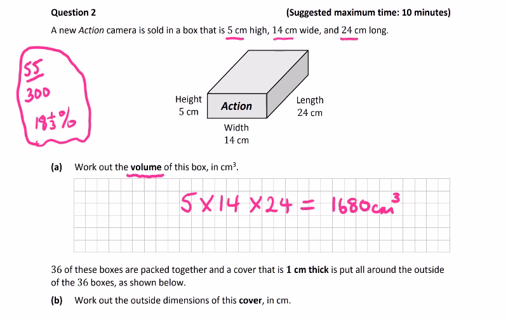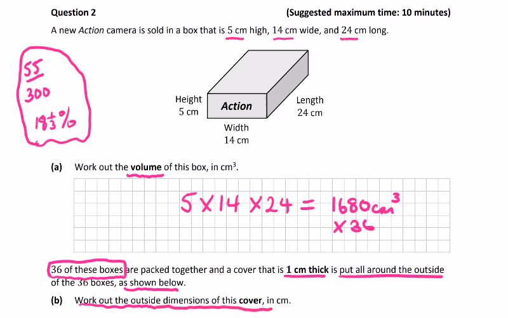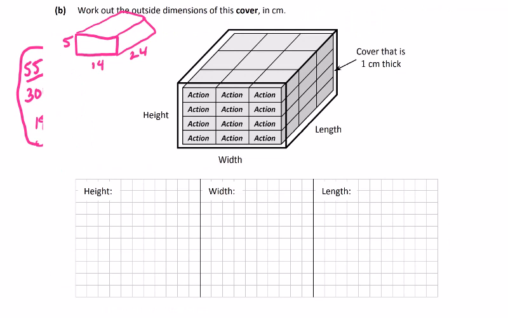36 of these boxes are packed together. 36 of them. Looks like we're multiplying this by 36. Let's have a look and see. And a cover that is 1 cm thick is put all around the outside of the 36 boxes as shown below. We look at the diagram and we're going to work out the outside dimensions of this cover in centimeters. So this is the diagram given. We have 4 going up and we have 3 going across.